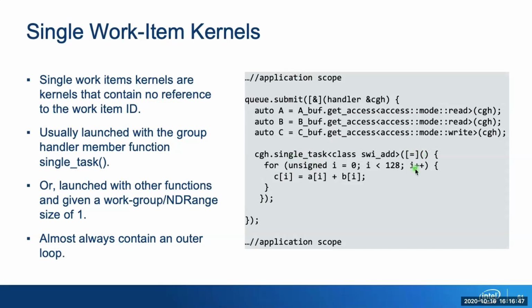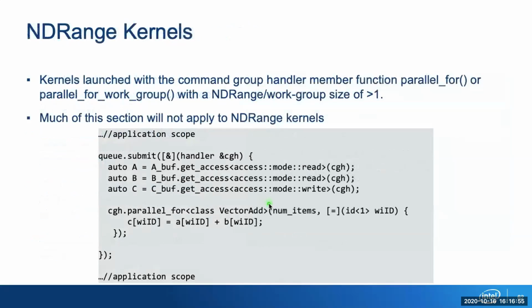We have a lambda. This part of the code will turn into hardware, and the range kernels are also possible to generate hardware, but are more limited.